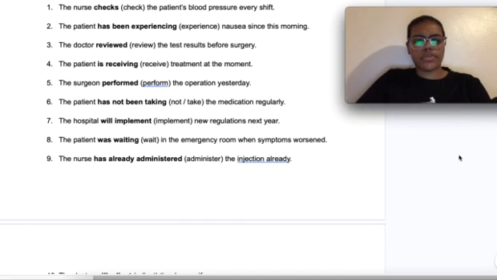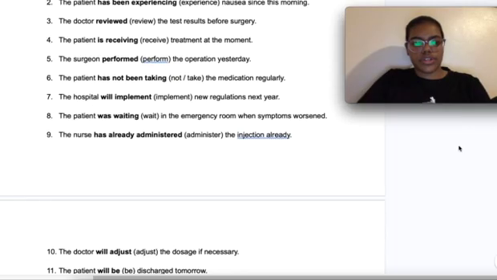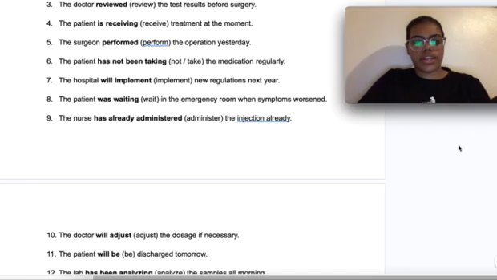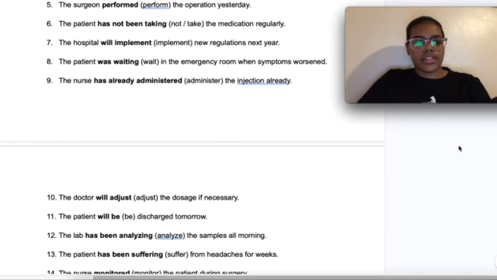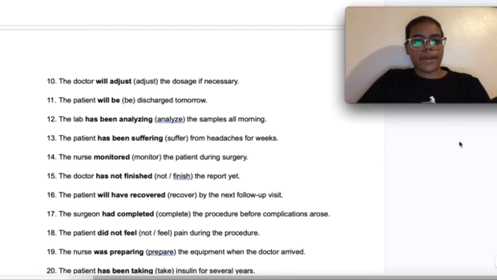6. The patient has not been taking the medication regularly. 7. The hospital will implement the new regulations next year. 8. The patient was waiting in the emergency room when symptoms appeared. 9. The nurse has already administered the injection. 10. The doctor will adjust the dosage if necessary. 11. The patient will be discharged tomorrow.